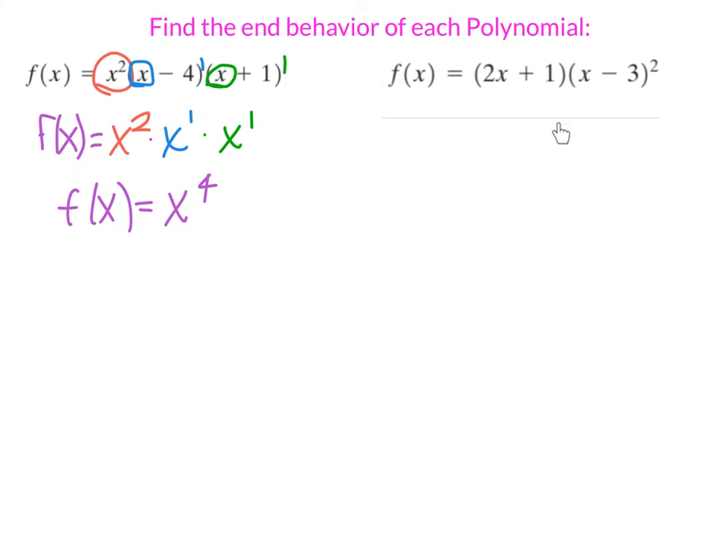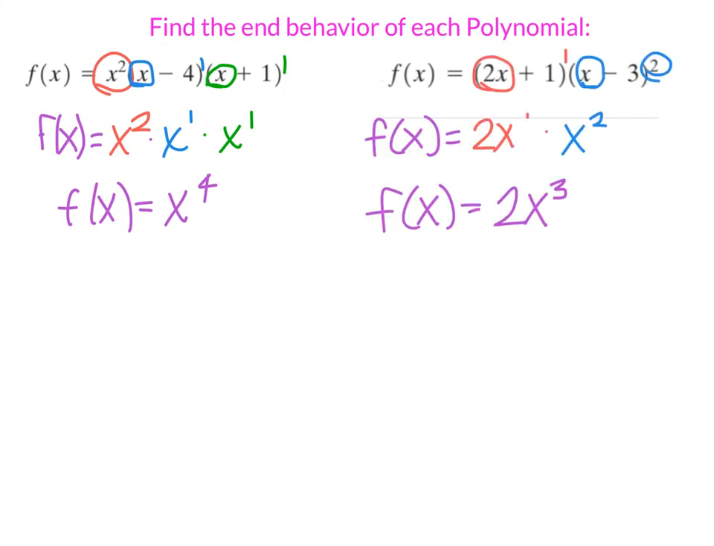So for this function, let's do the same thing. So I bring down the 2x. If there's a coefficient in front of the variable or a negative, then you bring that down. So that's 2x to the first power times x to the second power. So 2x times x squared makes 2x cubed. So that's going to be a positive x cubed graph that's going towards negative infinity on the left and positive infinity on the right, and it's going to be stretched by 2. So it's going to be pulled up a little bit.